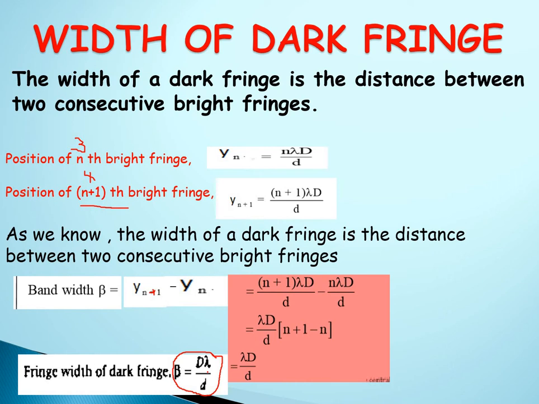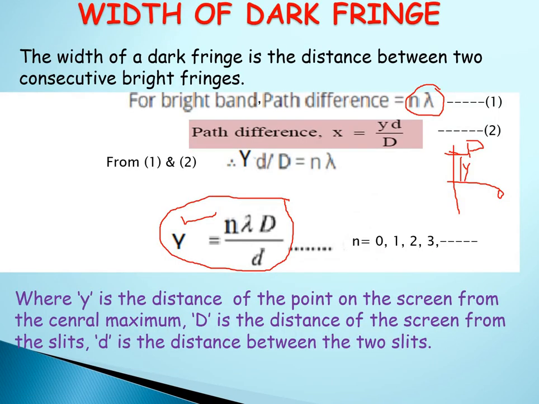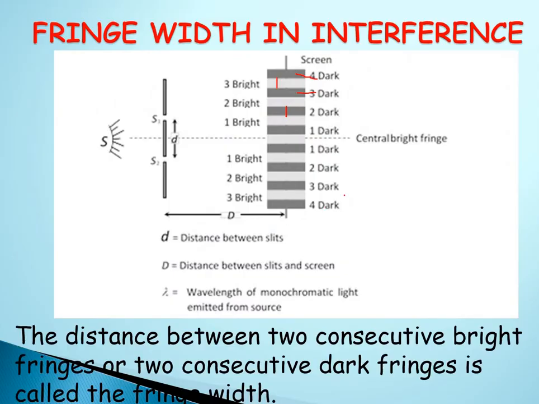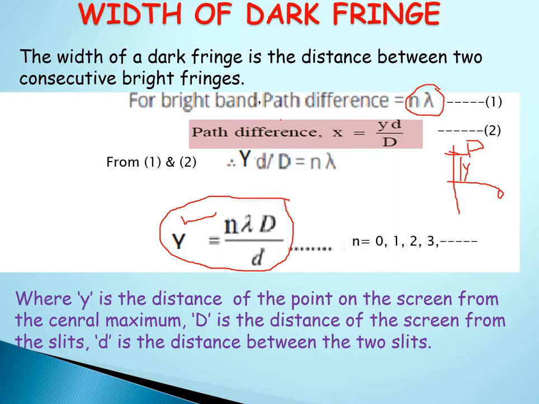Hope it's clear. I will go back. What are we trying to find out? We are trying to find out the width of a dark fringe. Then what is the width of a dark fringe? The width of a dark fringe is the distance between two consecutive bright fringes. For example, the width of the second dark fringe is equal to the distance between the second bright fringe and the first bright fringe. Okay, so we have to take two consecutive bright fringes.